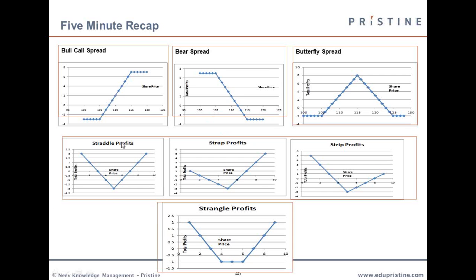However, if we expect the stock price to change significantly, we will employ combination strategies like straddle, strangle, strap, or strip. If we are more bullish on the straddle, we'll use a strap. If we are more bearish, we'll use a strip. So basically this is what the traders do, and they use one of the strategies to make money.